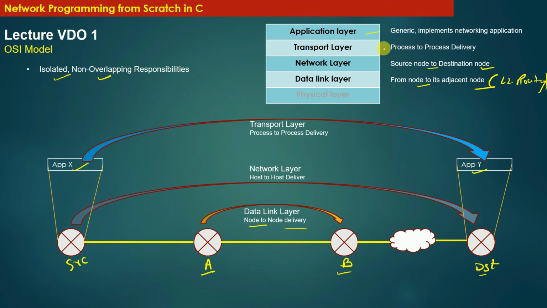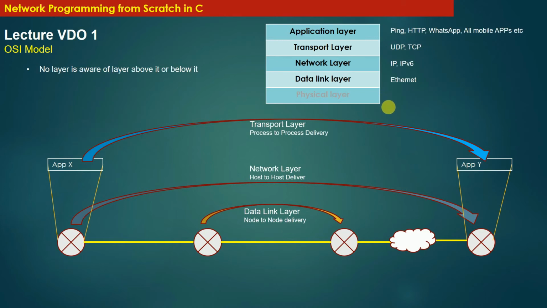The application layer, on the other hand, could be any generic application which implements networking functions. So let us say X is a WhatsApp application, and the application Y running on the destination machine is also WhatsApp. So the applications X and Y could be any applications which implement network communication. The physical layer, on the other hand, is responsible for transmitting the data on the wire in the form of electrical signals. And as I have already mentioned, the physical layer is out of the scope of this course.